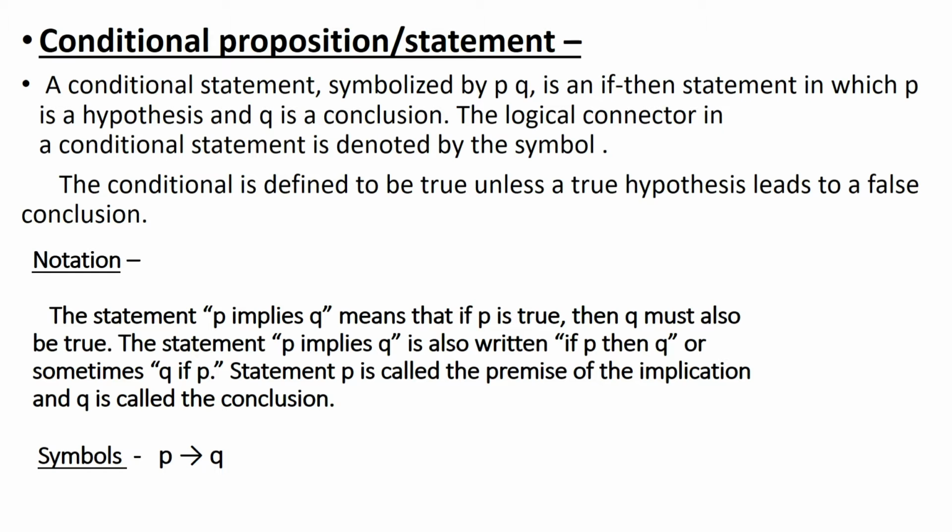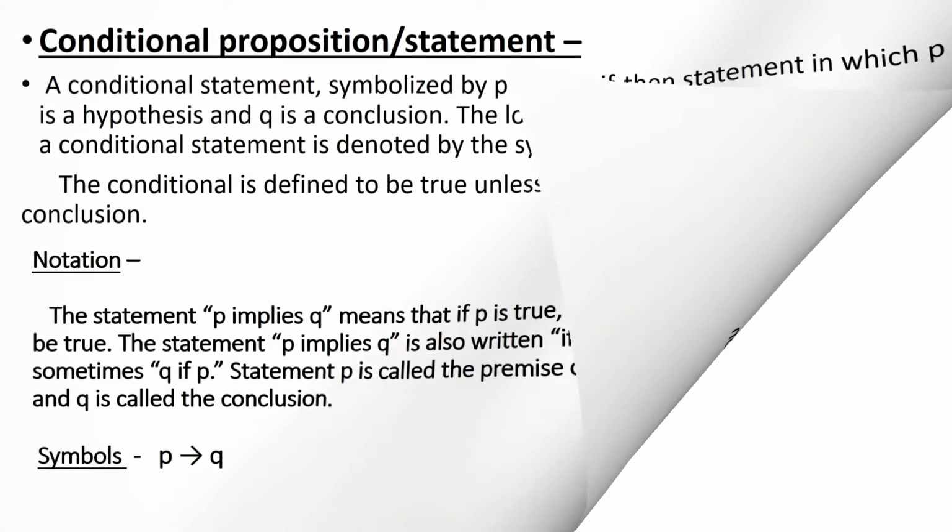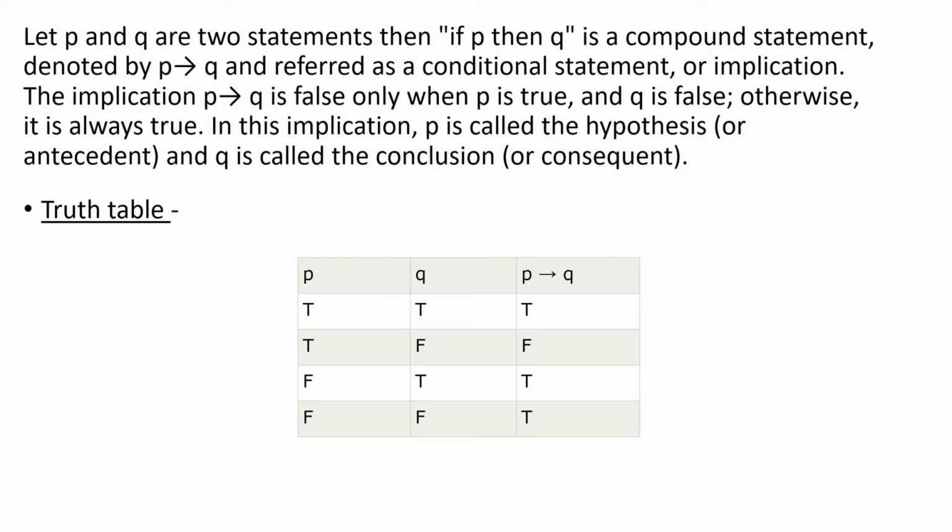Symbols: it is denoted by P then Q. Let P and Q be two statements. Then if P then Q is a compound statement denoted by P then Q and referred to as a conditional statement or implication. The implication P then Q is false only when P is true and Q is false, otherwise it is always true. In this implication, P is called the hypothesis and Q is called the conclusion.